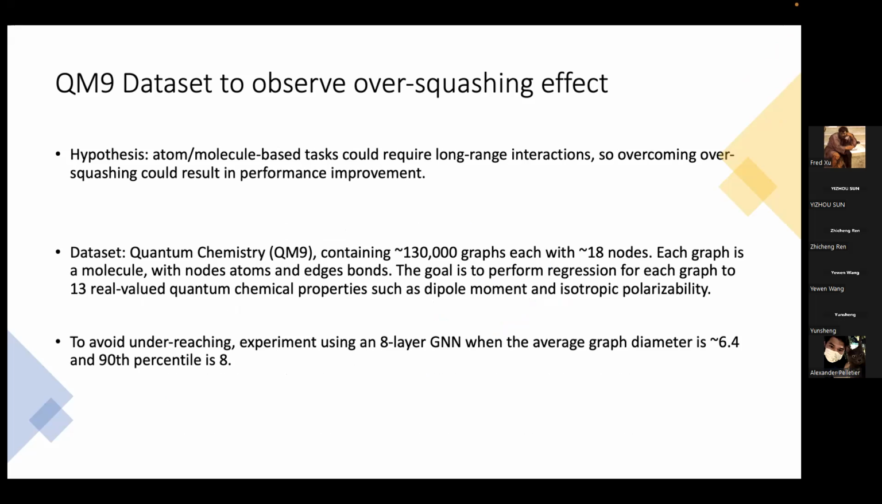To avoid the first problem of underreaching, they use a GN that's deep enough to reach the graph diameter. Basically, this means every node can theoretically receive messages from all other nodes in the graph.